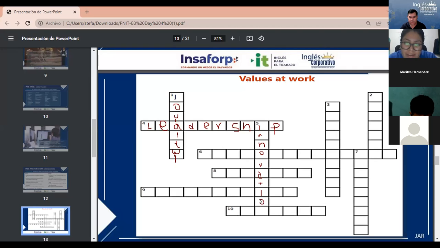Innovation. Okay, excellent. Good. The next. Number six. The quality of being dependable. Okay. Debe ser confiable la cualidad.